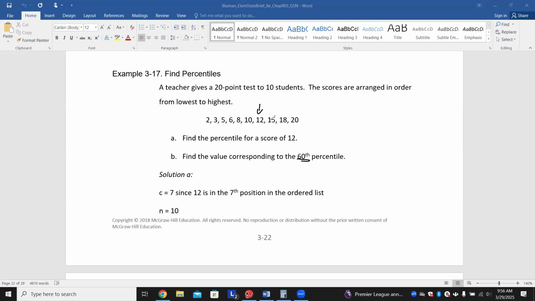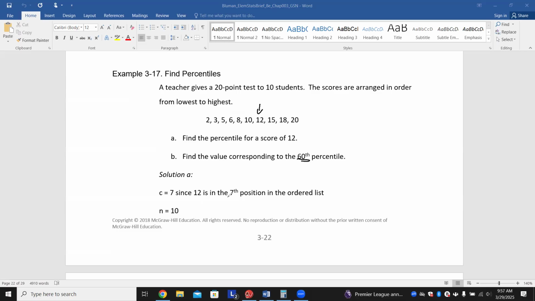So for solution A, we need C. To say it one more time, C is the number of data values below a specific data value. Since I'm looking at 12, we're going to count 1, 2, 3, 4, 5, 6, 7. We count that number so we can have the percentile in which all numbers are less than that. So that would be C equals 7.